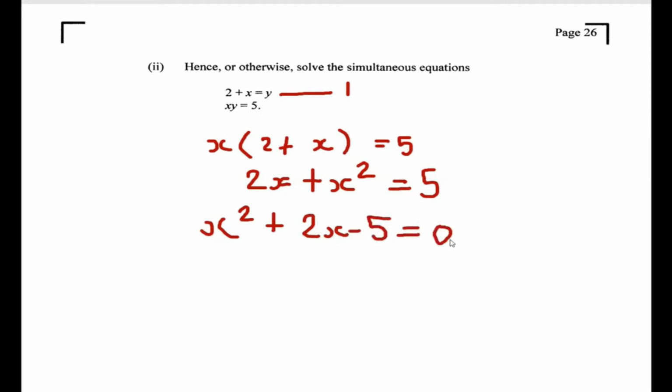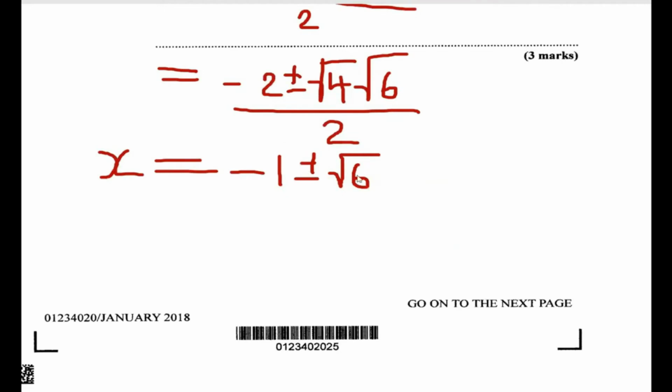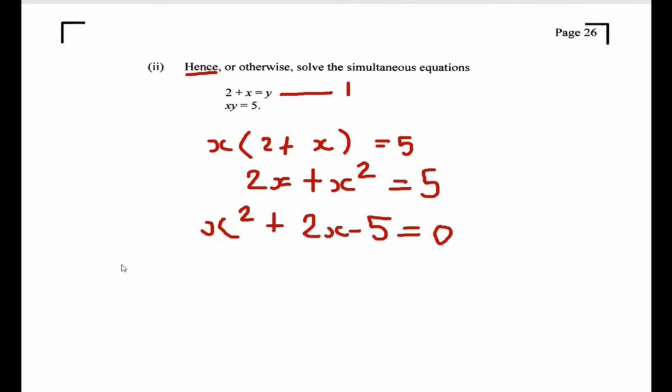Now, it said hence. We just solved this quadratic equation and we found that x is minus 1 plus or minus the root of 6. So we don't need to solve it again. We just need to write that down: x is equal to negative 1 minus root 6. That's one answer. And another answer is x equal to negative 1 plus root 6.